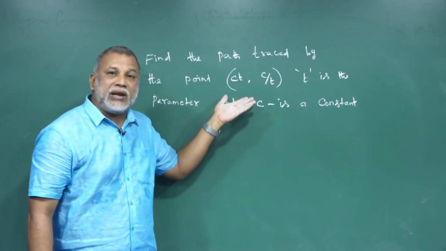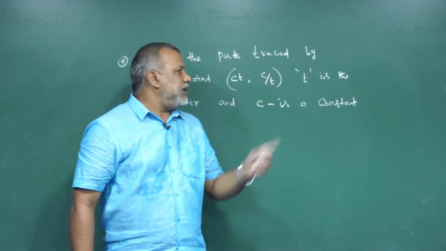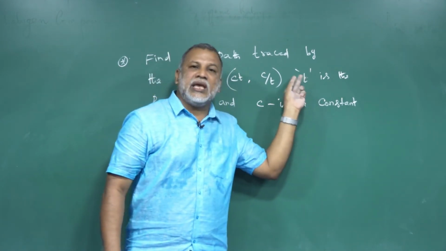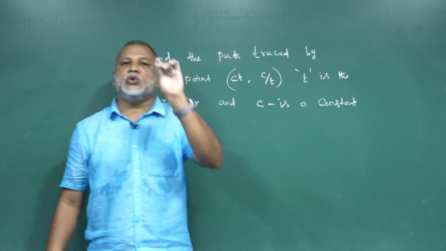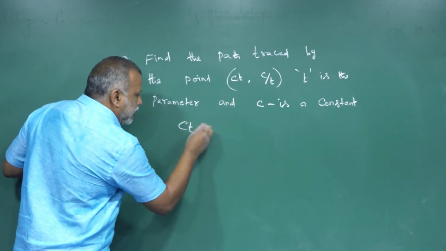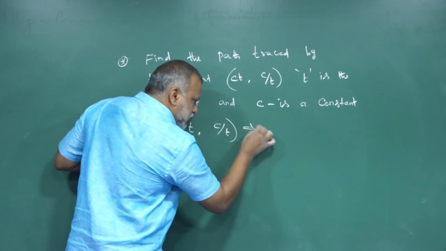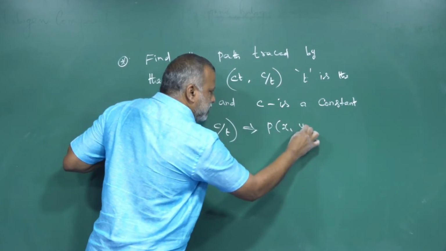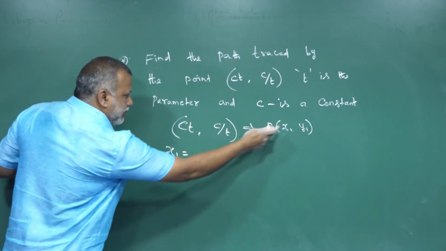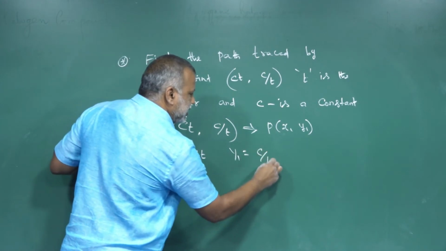Now we have one more parameter. First it was alpha, the second theta. Here they are using the letter t as the parameter. So our aim is to eliminate this t. The parameter should be eliminated. That is the concept. See the given ct, comma c by t. So we select p of x1, comma y1. So x1 equal to ct, then y1 equal to c by t.